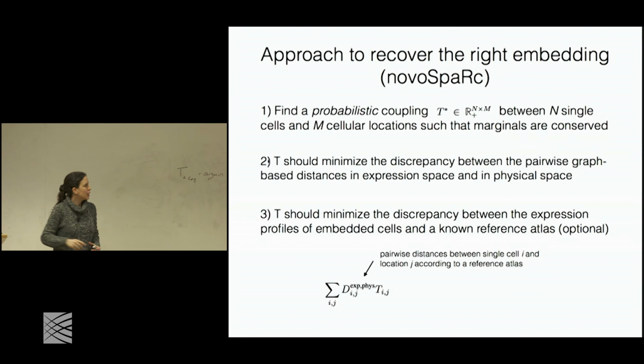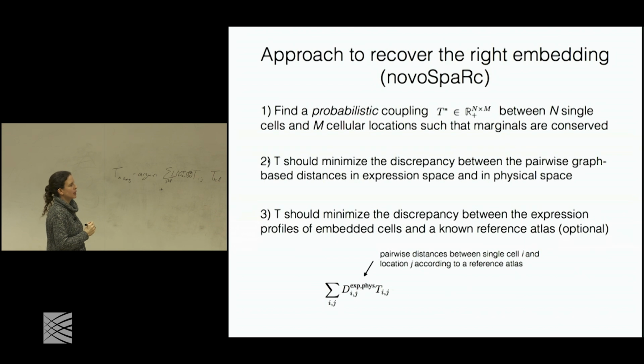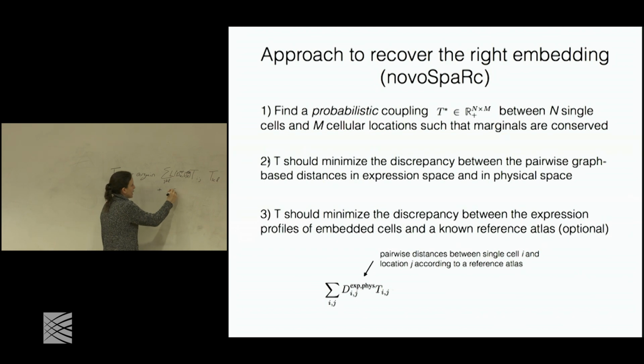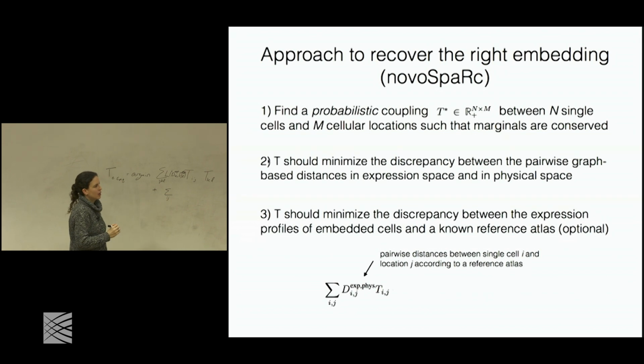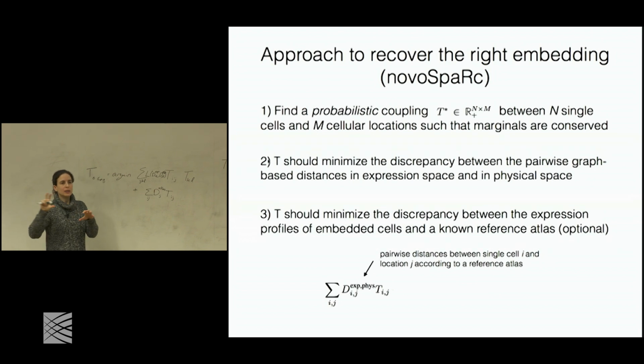The next thing that we would like to do is to take into account any other information we may have, such as a reference atlas, right? So if we do have a reference atlas, then we can add, and this goes over all possible cells and locations, a term to also minimize, for each cell I assigned to location J, the discrepancy according to the atlas. Let me just write atlas here. Between the set of genes we have information about for cell I and actually location J that it was assigned to.